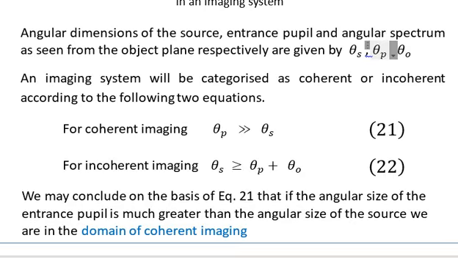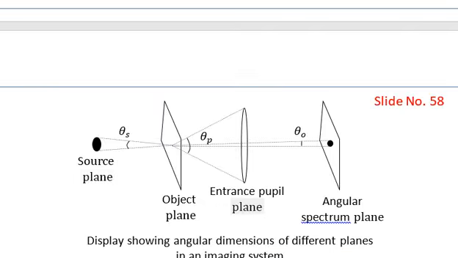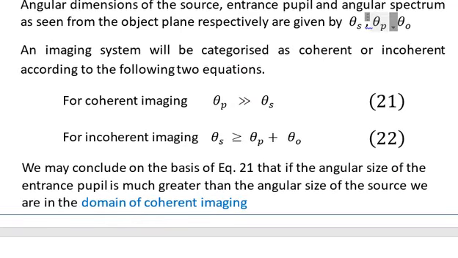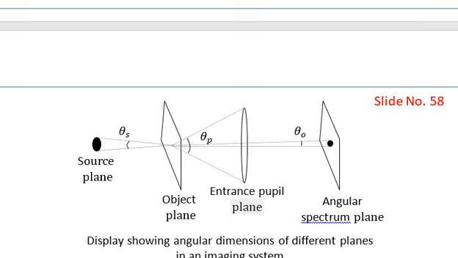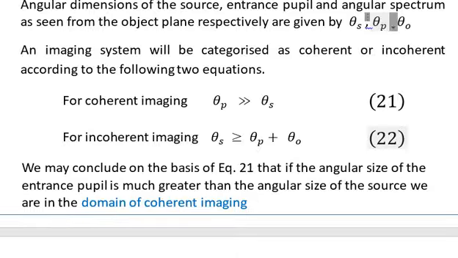Now let's consider the incoherent system. In the incoherent system, of course, the source angular width should be greater than, or at least equal to, the width of the entrance pupil. So let's talk about equation number 20. For an incoherent imaging system, theta s is greater than or equal to theta p plus theta naught. So the sum of these two angles, theta p and theta naught, should be less than or equal to the angular dimension of the source as viewed from the center of the object point, because we are measuring all these angular widths from the center of the object point. So equation number 20 has been explained for an incoherent imaging system.